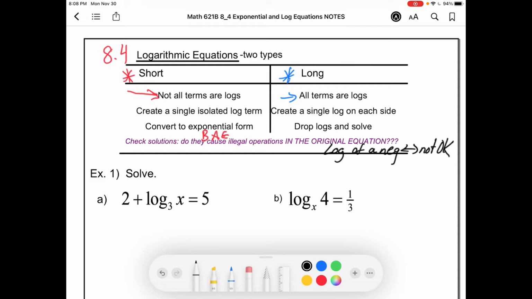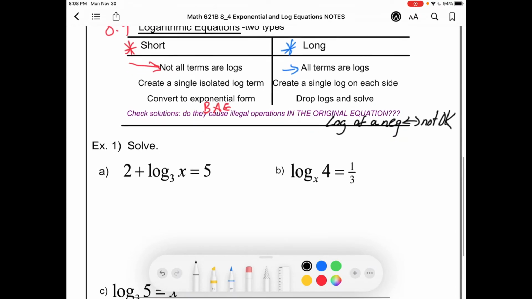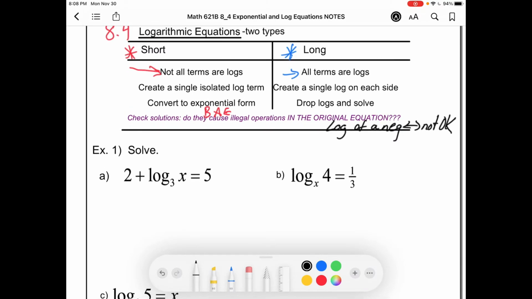Okay, so let's take a look at a few down here. We've got 2 plus log base 3 of x equals 5. Let's see. Are all the terms logs? No, clearly they're not. There's a regular 2 here. There's a regular 5. This is what I would call a short logarithmic equation. So let's see what we're supposed to do.